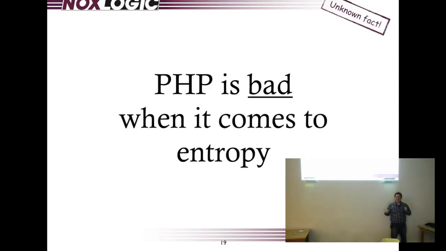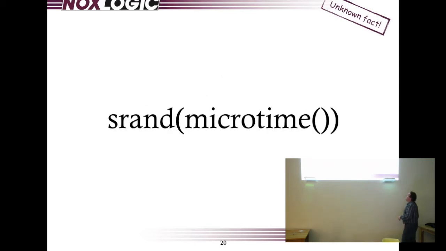PHP, I'm going to do PHP bashing. I really love that. PHP is really bad when it comes to entropy, because most of its entropy sources is the time. If you go and look into the PHP sources, you can find it pretty much uses time all the time. All different kinds of way, but in the end, it's pretty much always the time. Anyone did this?